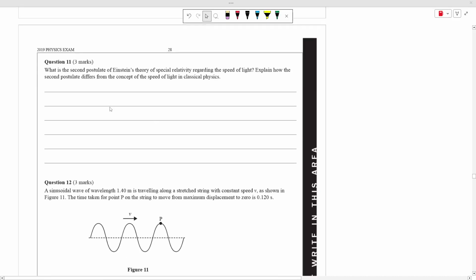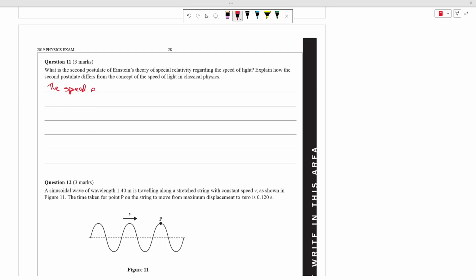So, question 11. What is the second postulate of Einstein's theory of special relativity regarding the speed of light? Explain how the second postulate differs from the concept of the speed of light in classical physics. Okay, so your postulates of relativity should be on your cheat sheet. The second postulate simply says that the speed of light is the same.